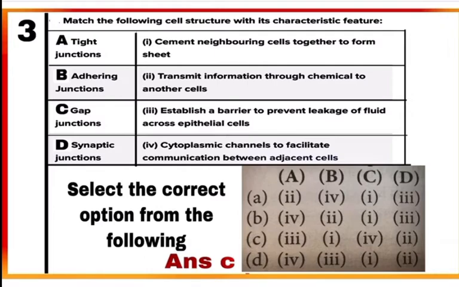C. Gap junction. It matches with 4. These junctions form the cytoplasmic channel to facilitate communication between adjacent cells. Come to D. Synaptic junction. It matches with 2. They help in transmitting information through chemical to another cell.